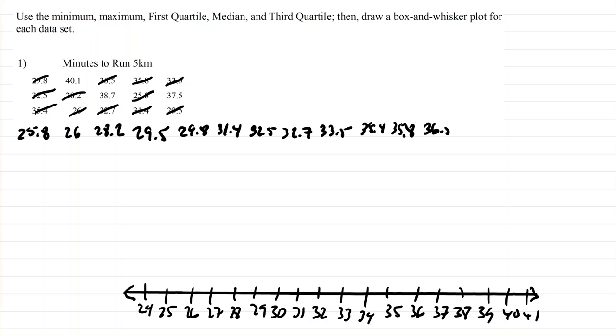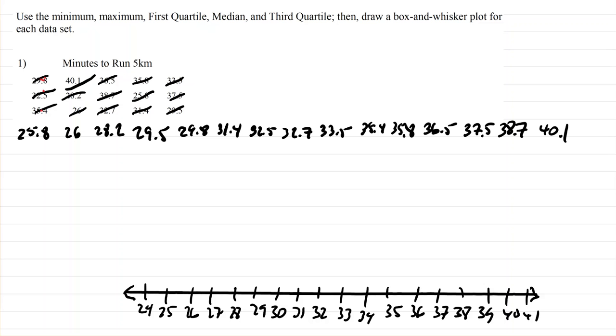36.5. Okay, 36.5. Then 37.5 and 38.7. And finally, our 40.1. All right, let's see how many units we have.